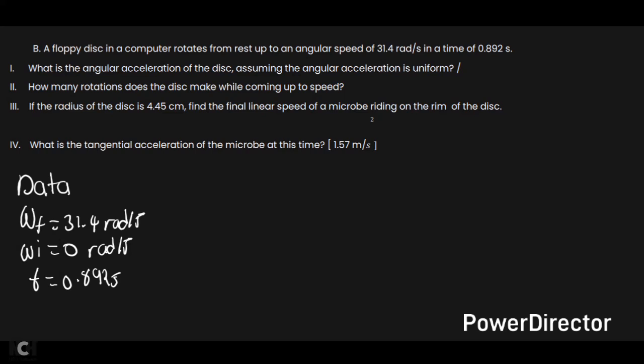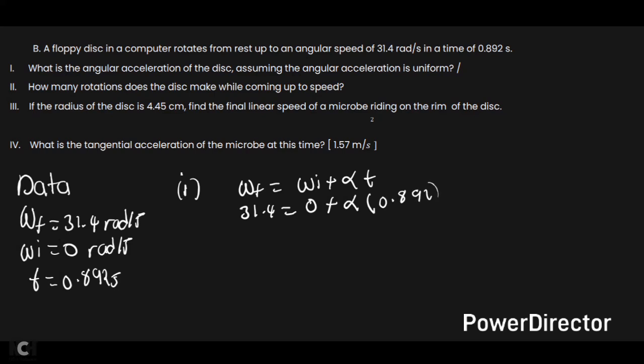In that type of equation, the first one, we say angular velocity final is equal to angular velocity initial plus alpha times t. What's the final in this equation? This is the 1.4. The initial will be 0 because it started from rest. The angular acceleration is the one that you are looking for, and the time is 0.892. So here it will be 1.4 equals 0 plus 0.892 alpha. Then you find the alpha.